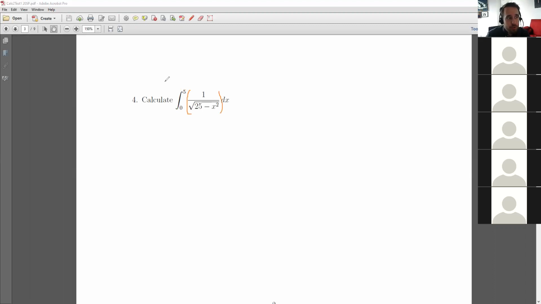This is a great example of a trig substitution problem, right? And it has exactly what we were looking for. It has that square root sign in the denominator. It has a something squared minus x squared, right? Specifically, this has 5 squared minus x squared.